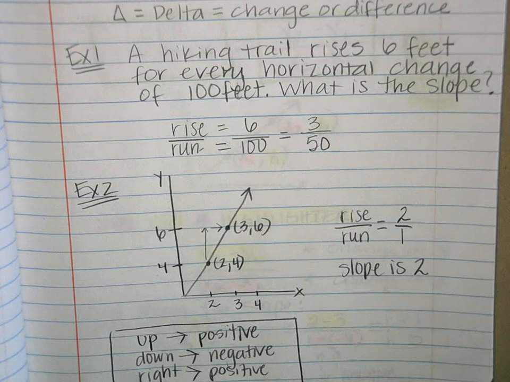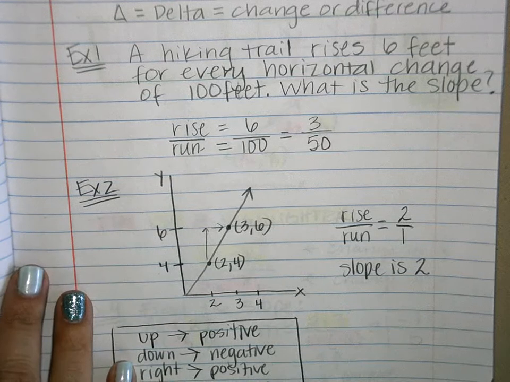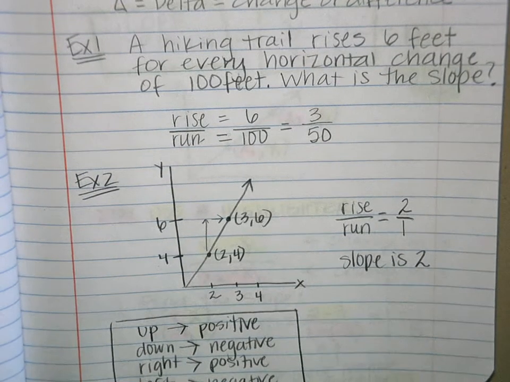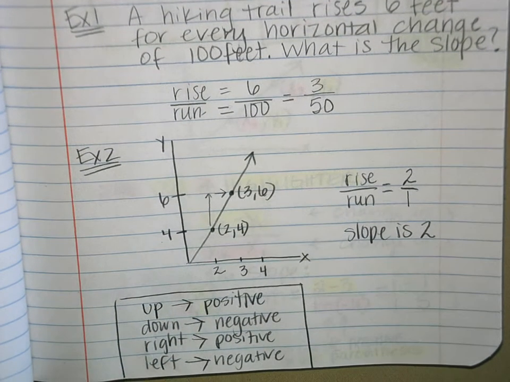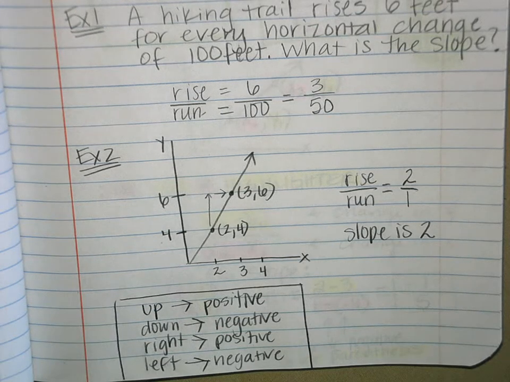There are key words, so like in a word problem, if it says it's going up, it's going to be positive. If it's going down, it's going to be negative. If it's going to the right, it's positive. To the left is negative. Those are just key words for word problems. So if you don't want to draw the graph, that's fine, because I'm going to show you a little bit better way in a minute. But if you want to, you can. It's up to you. It's also in your book.